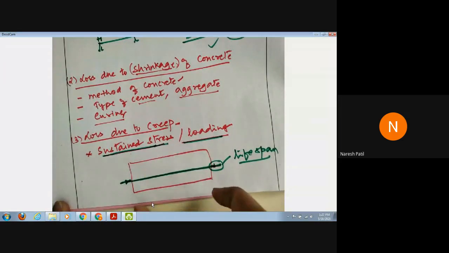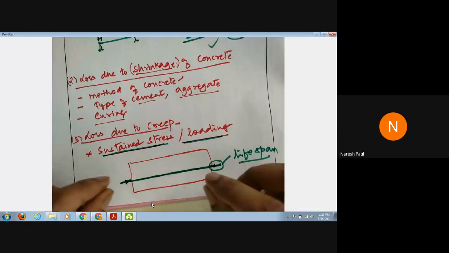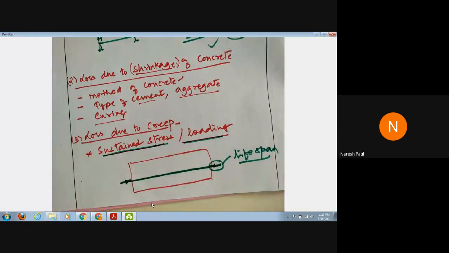देखो अगर concrete deform हुआ तो क्या होगा? केबल ढीला पड़ जाएगा. So that time what will happen? Loss will take place. Okay.